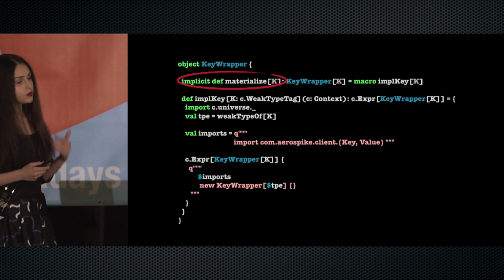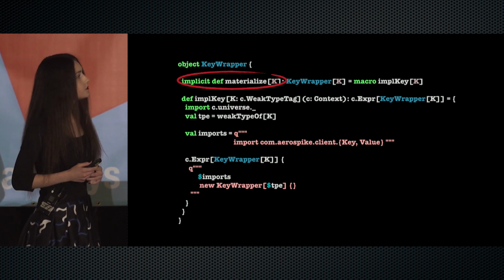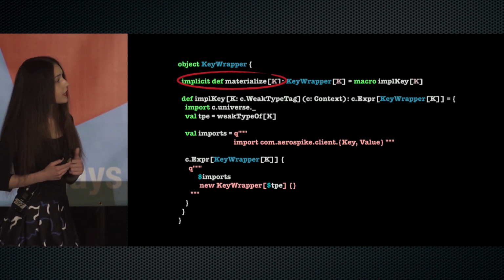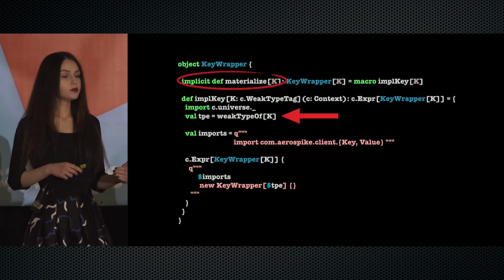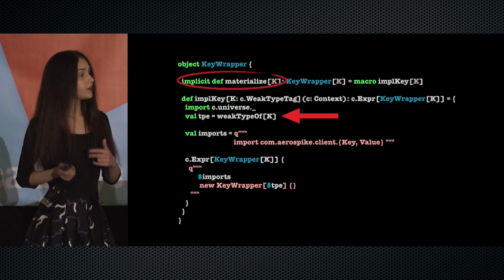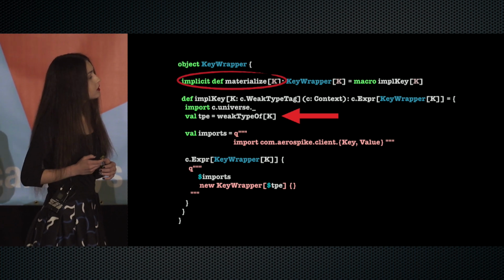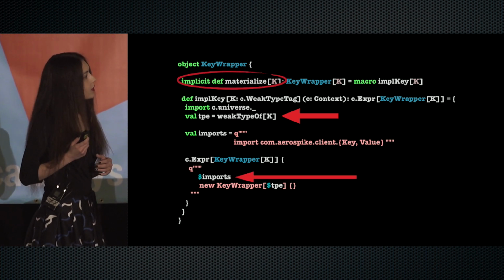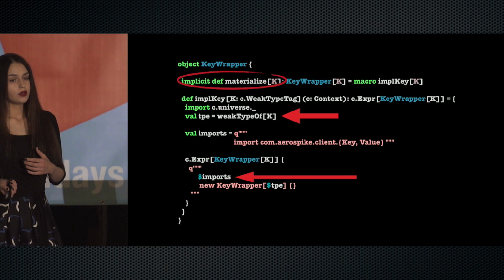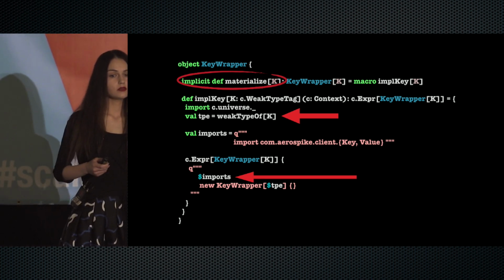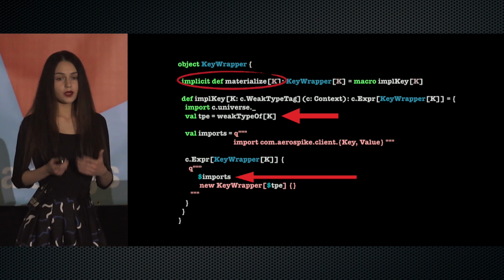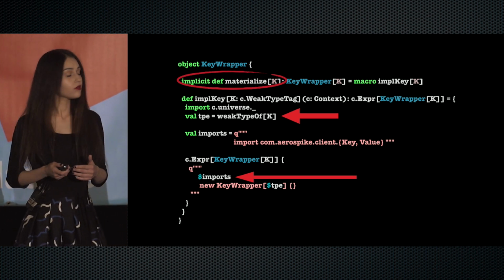And now we can define the key wrapper with quasiquotes. Macro materialize. The weak type tag here is the way to get the description of the type key with a method from the universe object. Macro here is an implicit, which we already know means that an instance of any type of key wrapper will appear in the right place when it's necessary by itself.